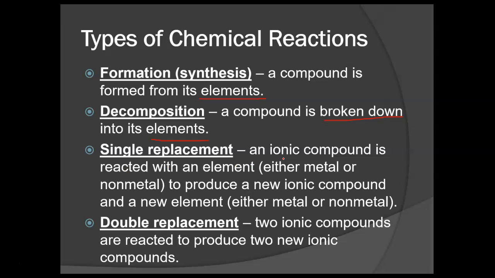A single replacement reaction involves an ionic compound reacting with an element, which could be either a metal or non-metal element, and it produces a new ionic compound and a new element. And then we have a double replacement reaction, which involves 2 ionic compounds to produce 2 new ionic compounds.